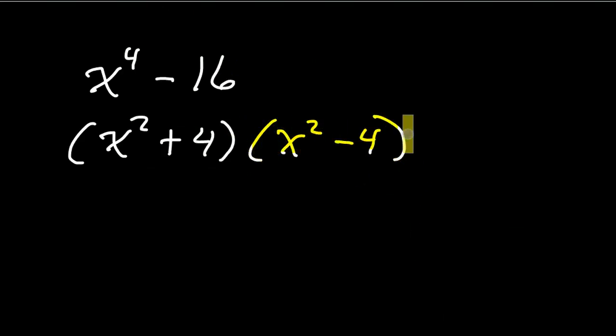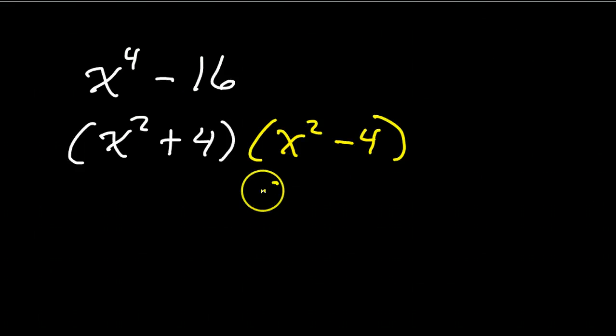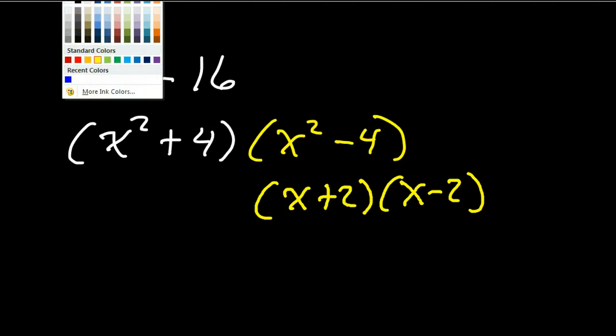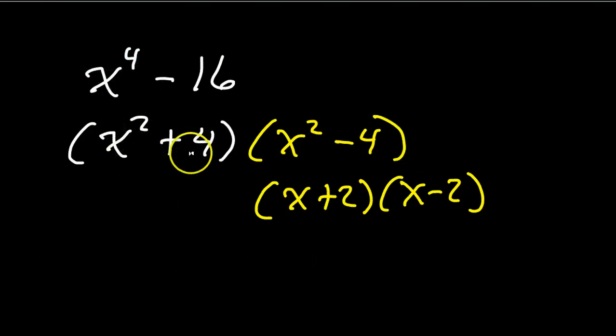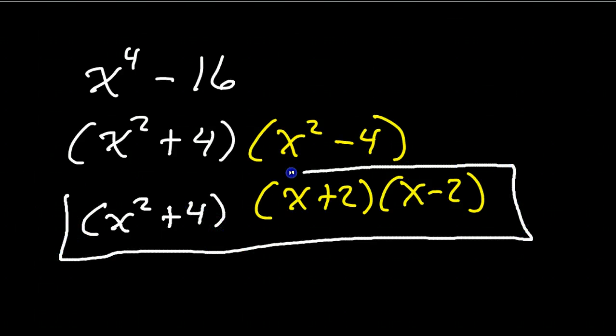Let me try this then. Oh, that's cool. This one that I just highlighted in yellow is itself the difference of two squares. So what you would need to do is continue. So this would be x plus 2 times x minus 2. Alright, you have to continue to factor it. And then this part, the x squared plus 4, you can't factor the sum of two squares, so you just bring it down unchanged, x squared plus 4. So this would be your final answer.